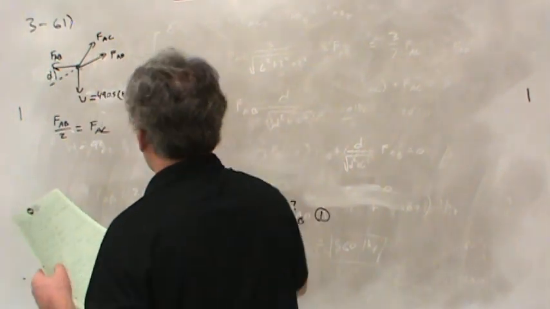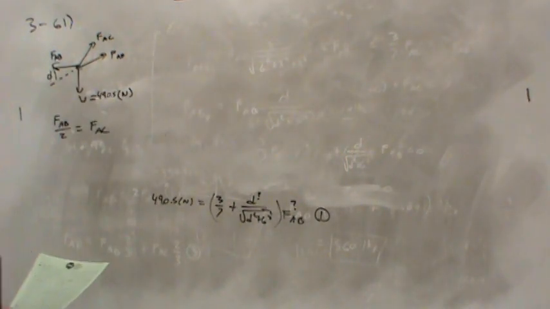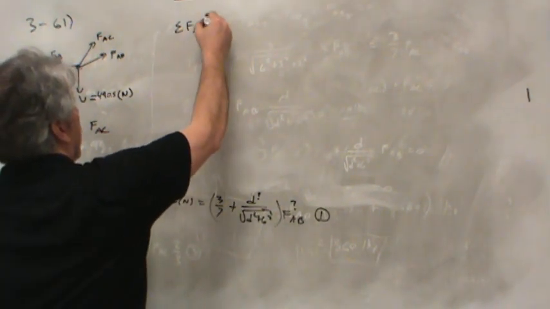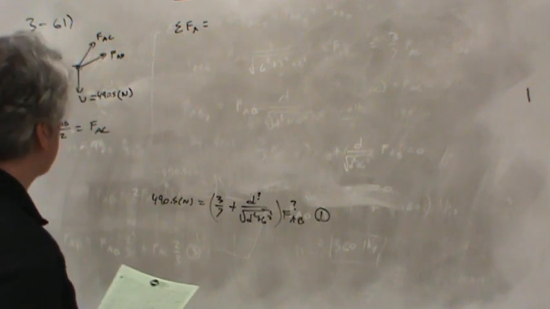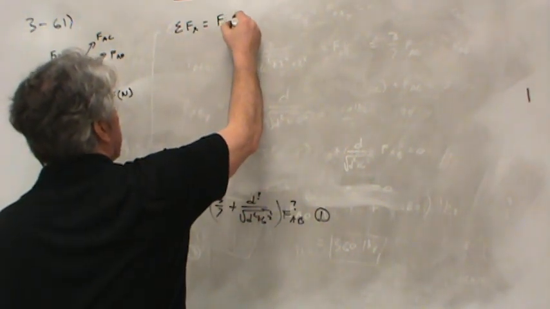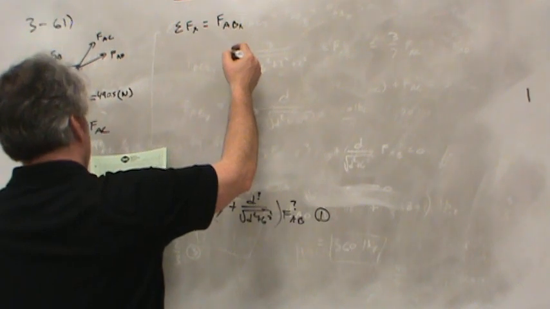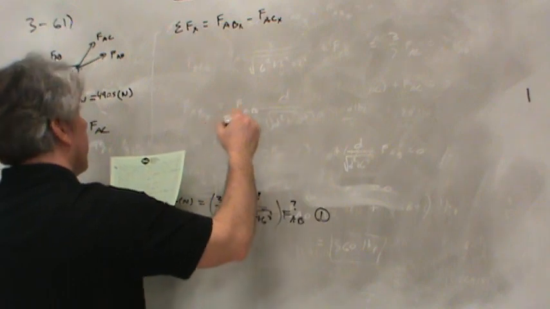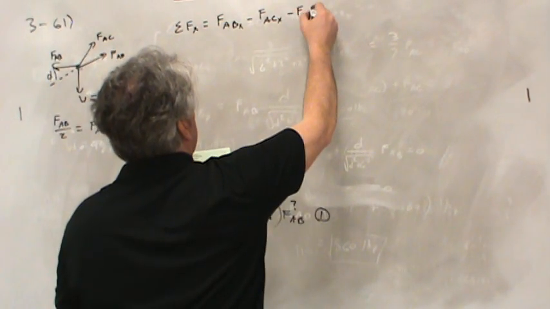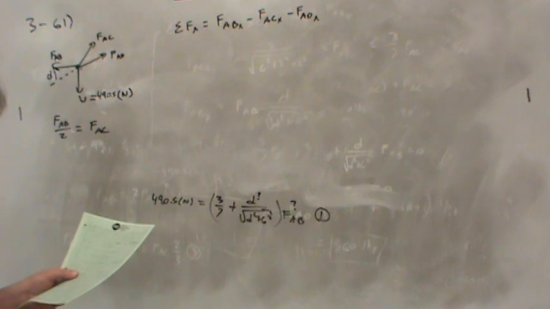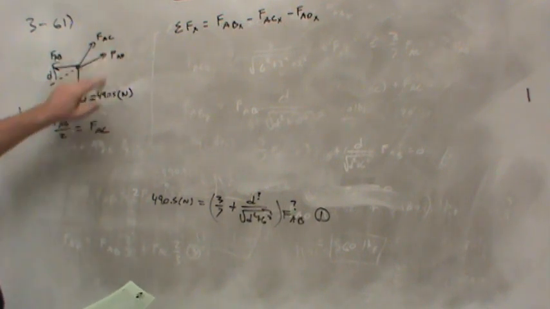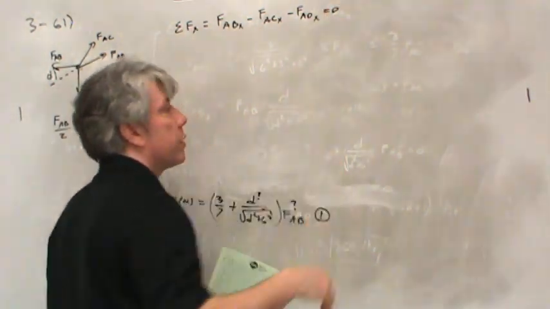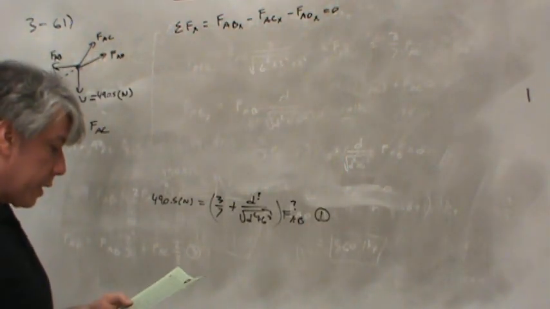So now I've got a relationship between D and FAB. Well, let's sum forces now in the horizontal direction, see what happens. AB has a horizontal component. AC has a negative horizontal component. And AD has a negative horizontal component. Remember, both of these are back this way against the x-axis, whereas AB is in the positive. So this sum comes out to 0 because, of course, the weight has no component in the x direction.